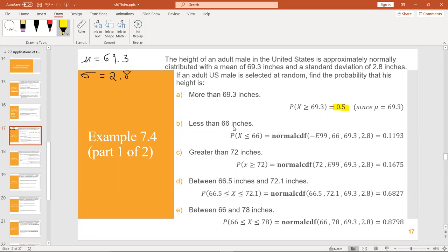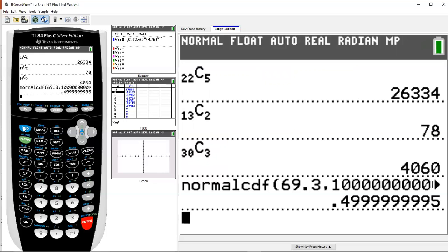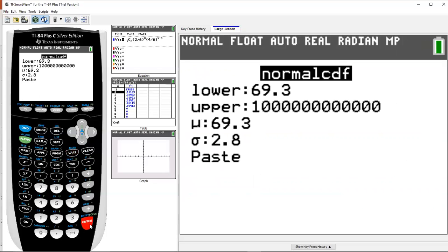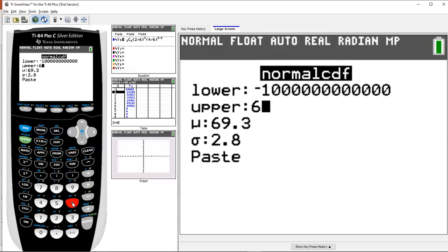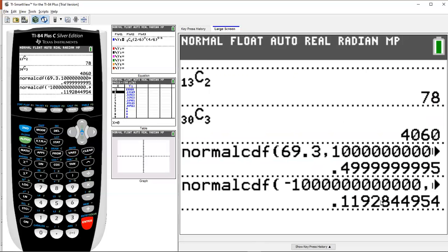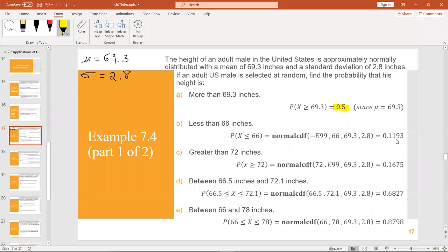Here you want less than 66 inches. The way you do that, you go to second vars, again do the normal CDF. You want less than 66, so we're going to go down as low as we can possibly go, and then up as high as 66. Mean and standard deviation are the same. You work that out, you get 0.1193. So that's this answer right here.